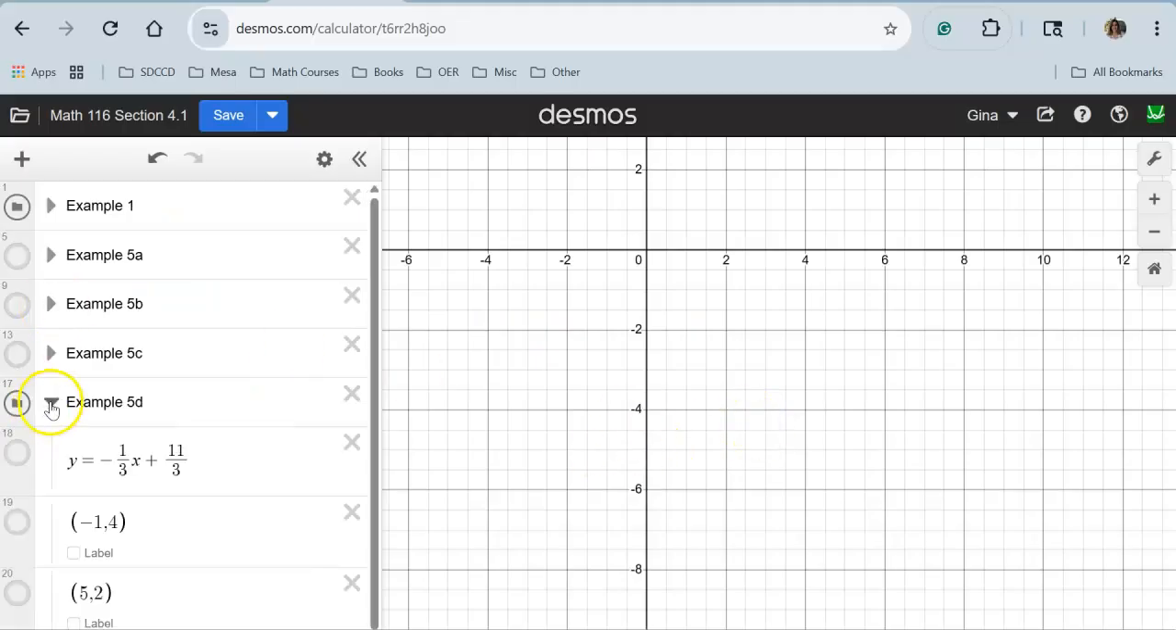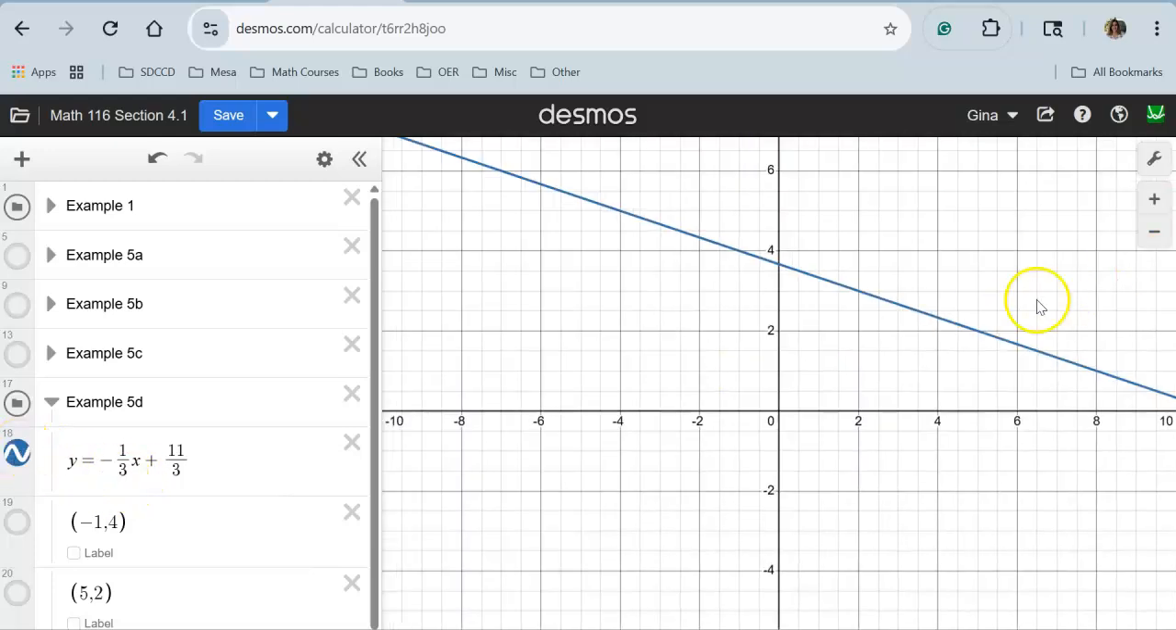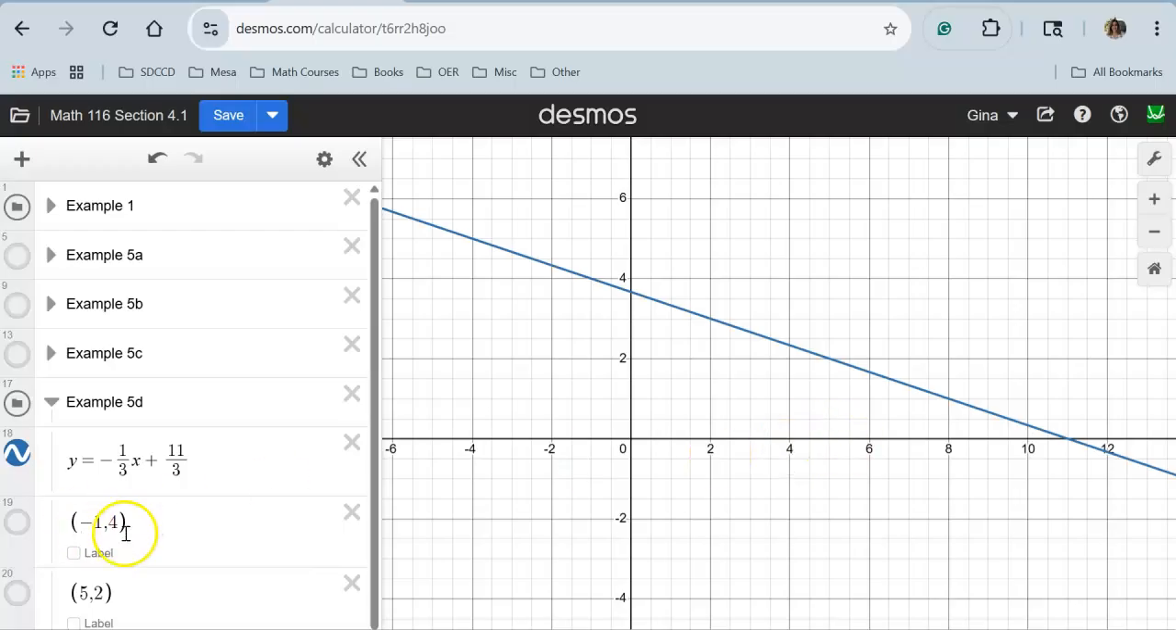So for this last example, the equation we got was negative 1/3 x plus 11 over 3. The points we were given were negative 1, 4, that is on the line, and the other point was 5, 2. Again, we are just coming to Desmos. It's not required, but it's helpful to check your answers and make sure that the final equation that you get does include the points that you started with.